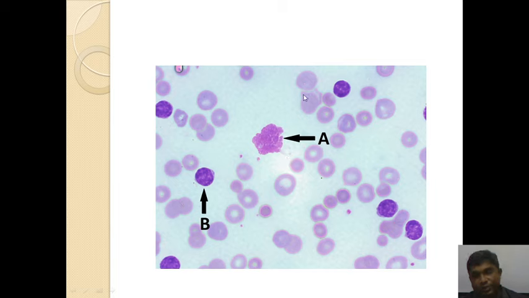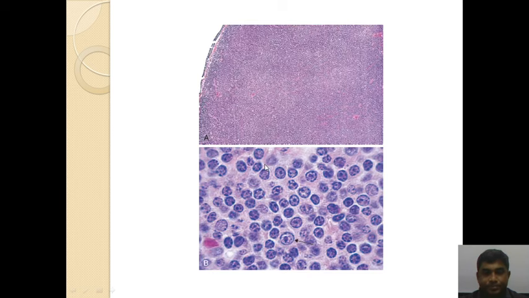So this is the nuclear material which has been spread onto the blood film. The presence of small mature lymphocytes along with the smudge cells helps in the diagnosis of chronic lymphocytic leukemia. The lymph node, if involved, can have different patterns. It can have diffuse involvement or small proliferation centers, and the individual cells themselves are small mature lymphocytes with soccer ball chromatin.